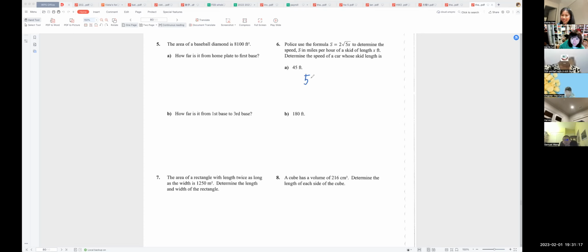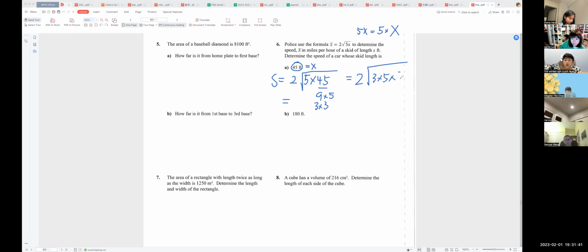是不是把5乘以45 square root and 2 S equals. Get it, chapter? So 45 just equals the value of X. So 5X equals 5 times X. So the answer is what? So 45 equals 9 times 5, and 9 equals 3 times 3. So basically this one equals 2 square root 3 times 3 times 3 times 5. So that's the same thing. So it's 2 times 15 equals 30. So miles per hour. Good job, Oliver.